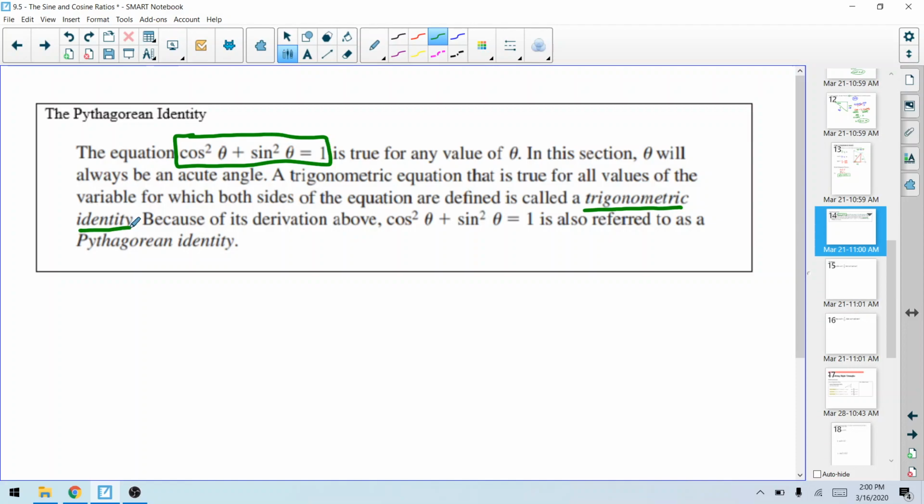Because of its derivation above, cosine squared theta plus sine squared theta equals 1 is also referred to as the Pythagorean identity. And the reason for that, they said derivation, is because we got it by using the Pythagorean theorem. We started with a triangle and we got it. Now, again, in secondary math 2, I need you to know this. We're going to use it on 2 more examples. But the real key here comes in when you guys are in AP Calculus, when you guys are in a trigonometry class, and next year when you take secondary math 3.